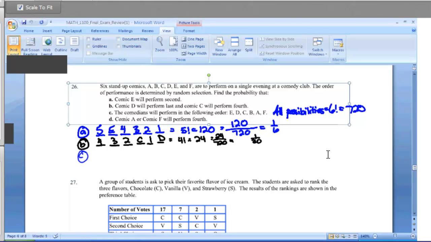For C, the comedians perform in the following order. This is actually really easy. There's only one way to have that exact order. So that's just going to be 1 possibility out of the 720 total possibilities.